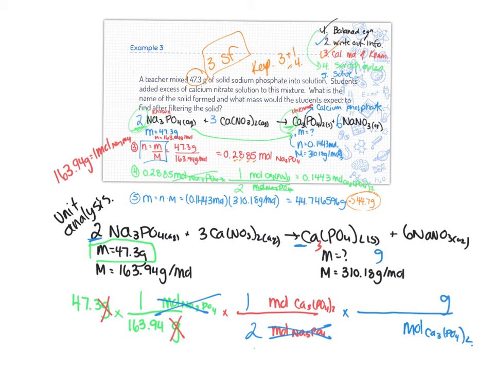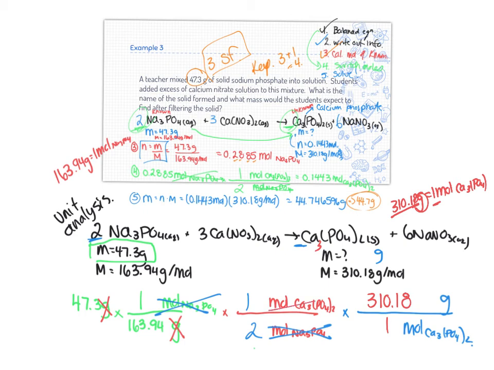Now, again, the units of grams and moles together could only mean our molar mass. For calcium phosphate, 310.18 grams is equal to 1 mole of calcium phosphate. So putting this information in, 310.18 with the grams, so 310.18 grams per 1 mole of calcium phosphate.